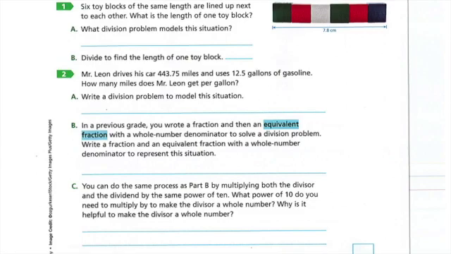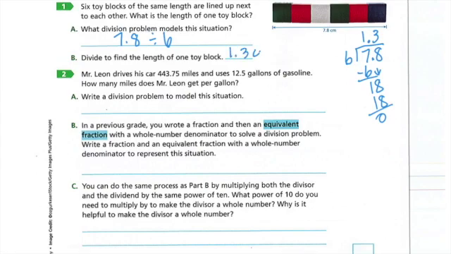So we're going to divide. We're going to take the total length divided by 6 because there are 6 blocks. It says divide to find the length of one block. So we'll do 7.8 divided by 6. 6 goes into 7 one time. Bring down the 8. 6 goes into 18 3 times. And then the decimal goes straight up. So each block is 1.3 centimeters.